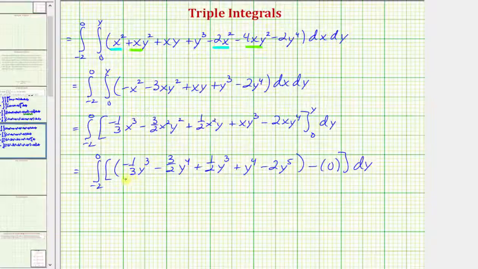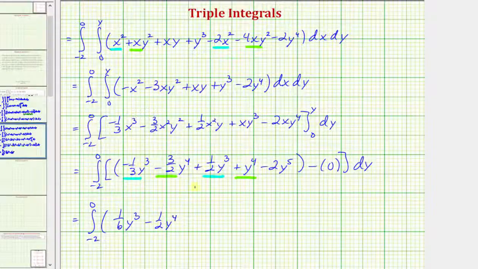We have 2y cubed terms, as well as 2y to the fourth terms. Negative 1/3 y cubed plus 1/2 y cubed is equal to 1/6 y cubed. And then we have negative 3/2 y to the fourth plus 1 y to the fourth, which is negative 1/2 y to the fourth, and then we still have minus 2 y to the fifth. And now we integrate with respect to y.